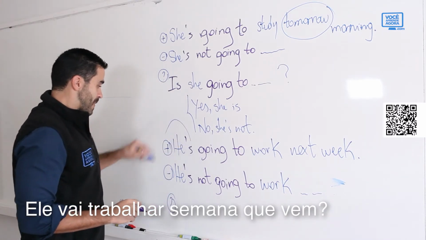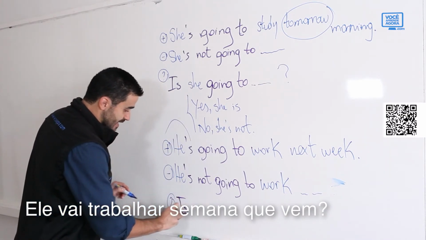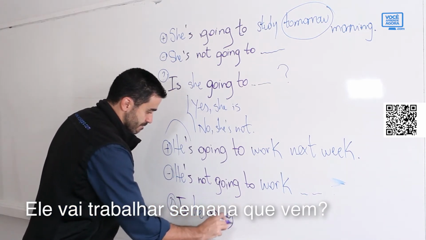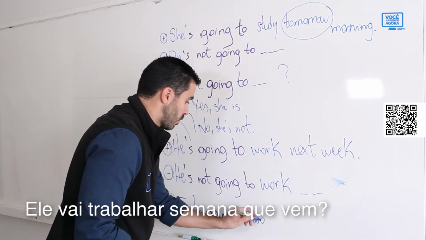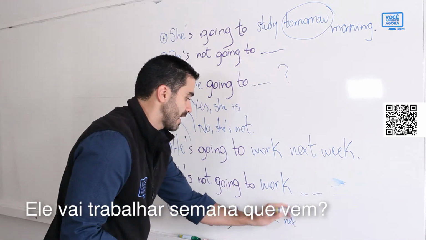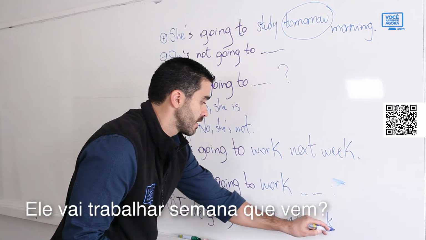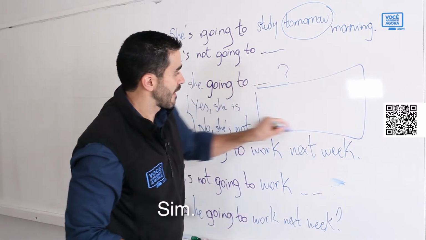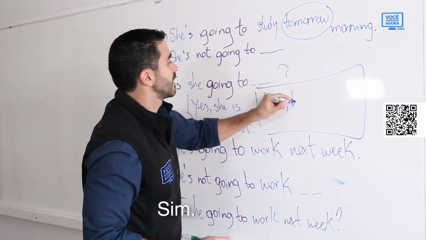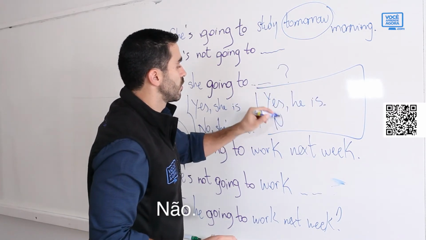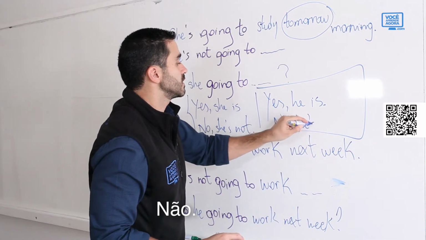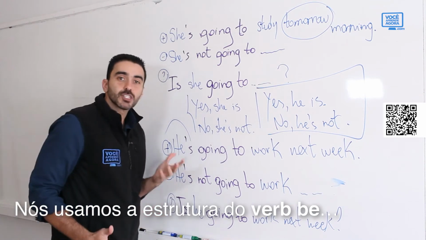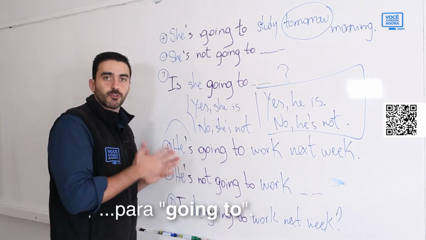Question. Is he going to work next week? Affirmative. Yes, he is. No, he's not. We use the structure of verb be for going to.